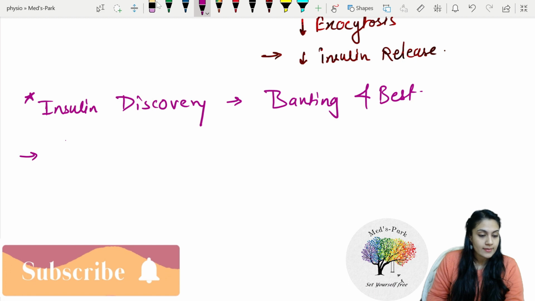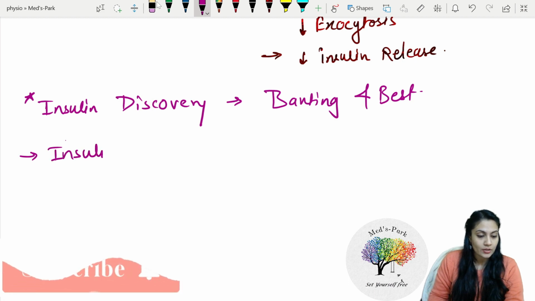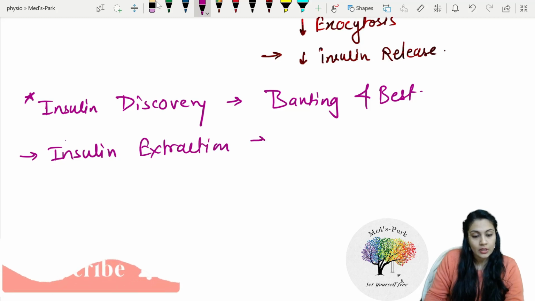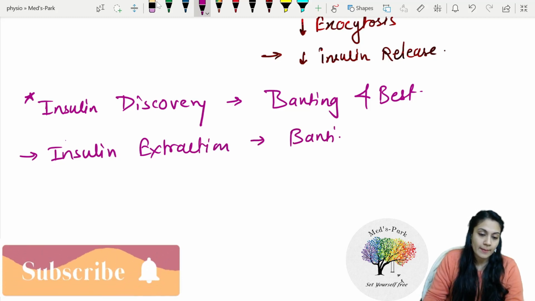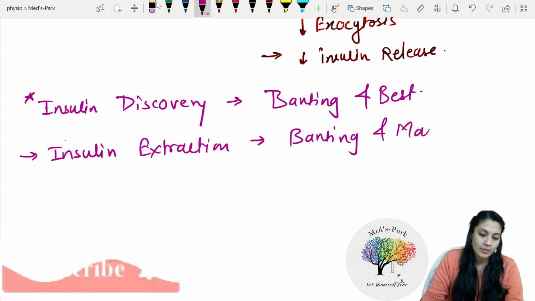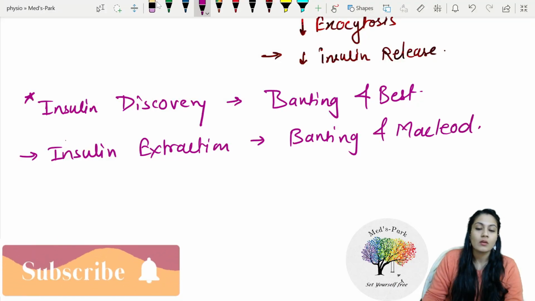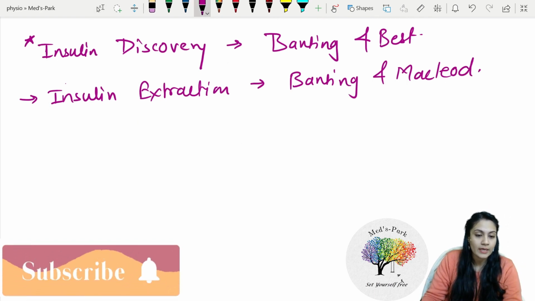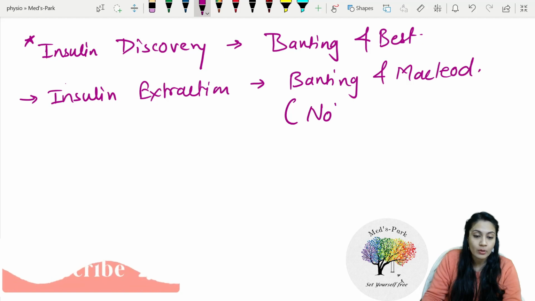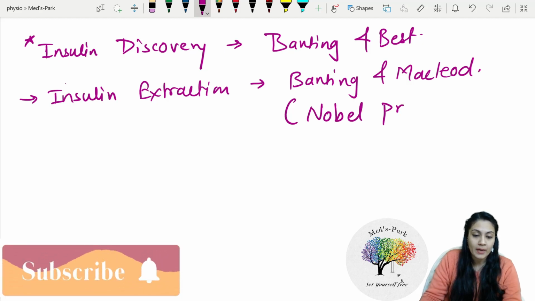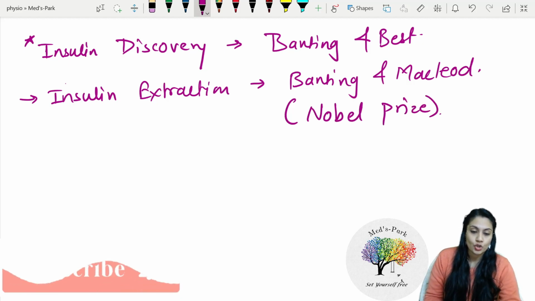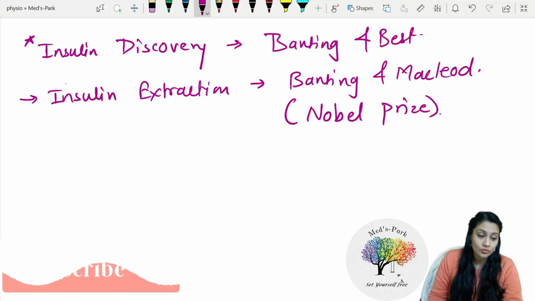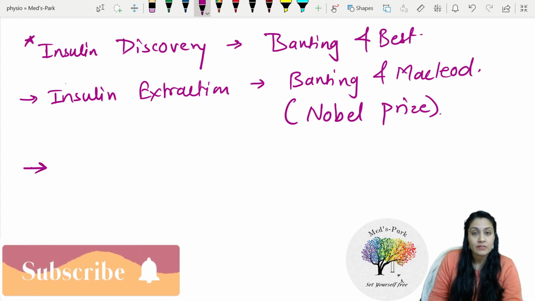The next thing is the insulin extraction. The insulin extraction was done by Banting and McLeod, and remember, they're very important. Why? Because they got the Nobel Prize for this invention. So remember that they got the Nobel Prize for that, the insulin extraction. So Banting and McLeod are very important.